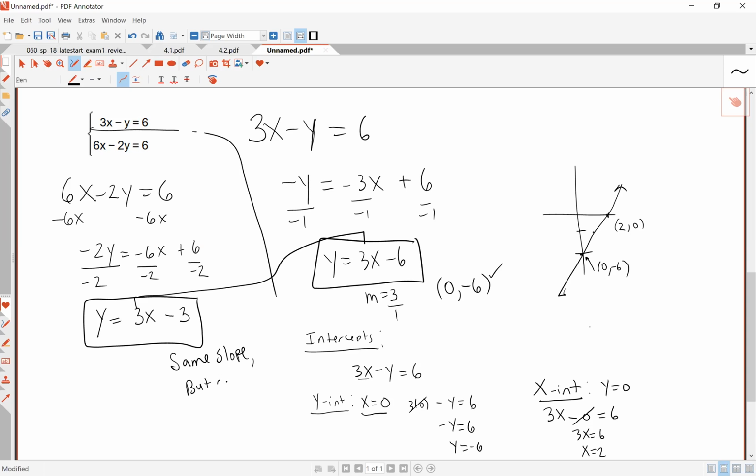So compare these two lines, and they have the same slope, but different y-intercepts. And so anytime two lines have the same slope and different y-intercepts, this one's going to go through (0, -3), but it's going to have the same exact slant to it.